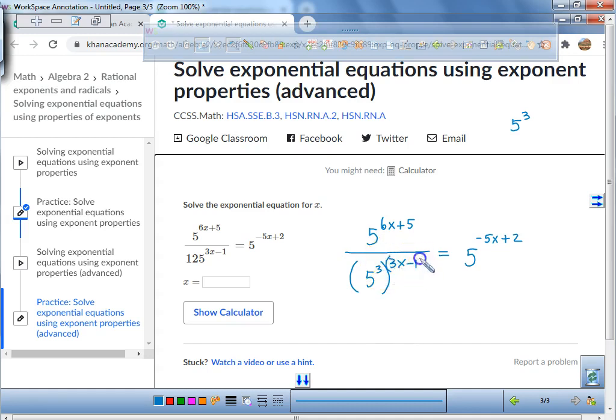So what do students mess up on? They'll multiply it to the first one, but they'll forget to multiply it to the second one. So here we go. We have 5 to the power of 6x plus 5 over 5 to the power of 3 times 3 is 9, and 3 times negative 1 is negative 3. And that's all equal to 5 to the power of negative 5x plus 2.